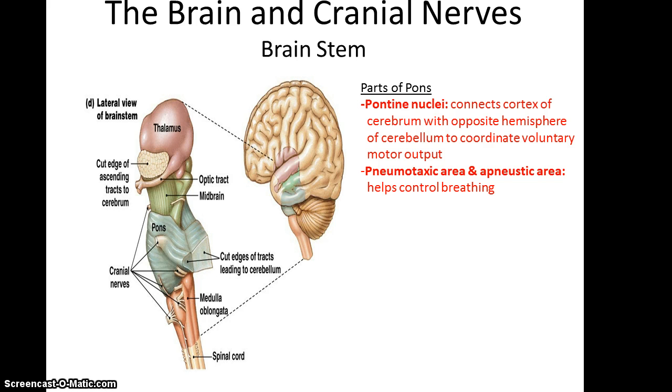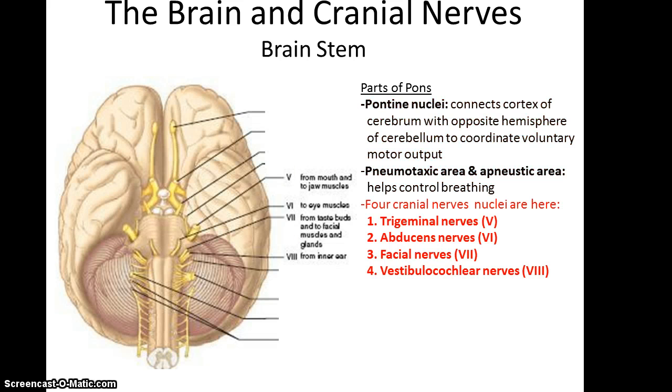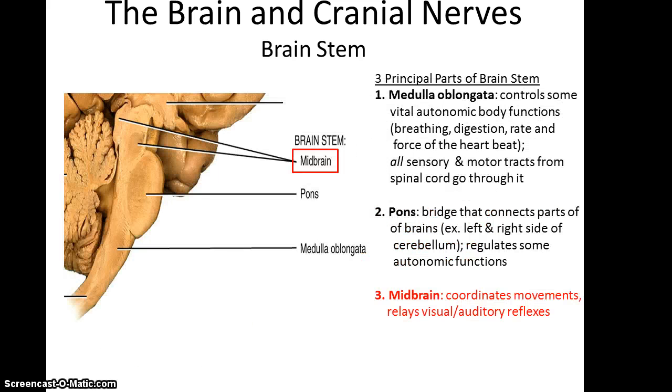Then there's the pneumotaxic area and the apneustic area, and these help basically in controlling breathing. And there are 4 cranial nerves that arise here: the trigeminal nerves, the abducens nerves, the facial nerves, and the vestibulocochlear nerves. You'll note that the vestibulocochlear nerve originates at the border between the pons and the medulla oblongata, so it partially originates in each of those parts of the brainstem.